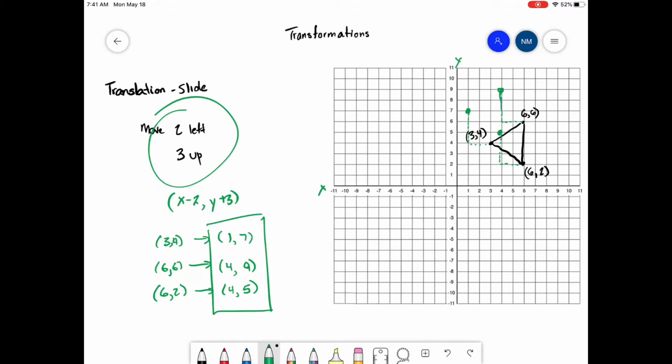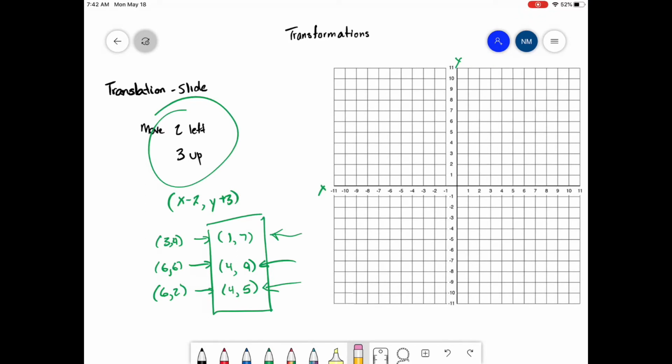And what you'll see, if you take those coordinates and you write them out, you get 4, 9, which is what we already got right here. You get 1, 7, which we already got right here. And you get 4, 5, which once again, we already got. So that's a translation. You have a congruent shape, so it's the exact same shape, and it has the exact same orientation.